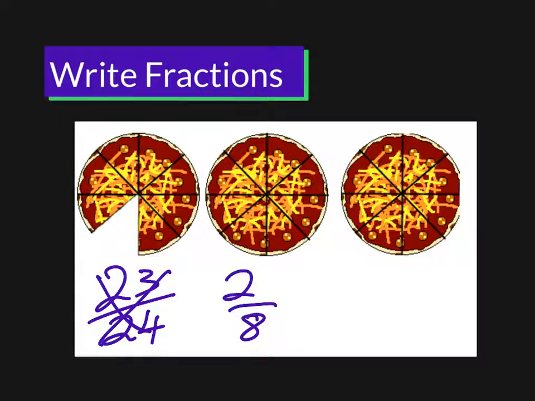So it's 23/8, which is an improper fraction. And you can see, when you look at the picture, that this is the same as saying 2 whole pizzas and 7/8.